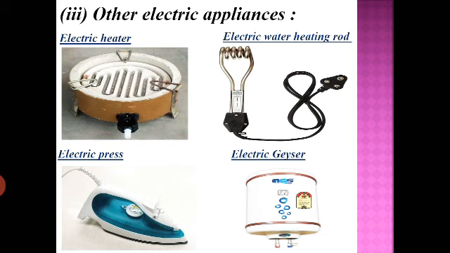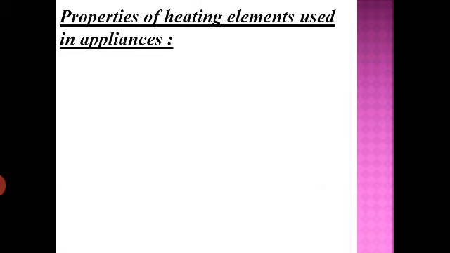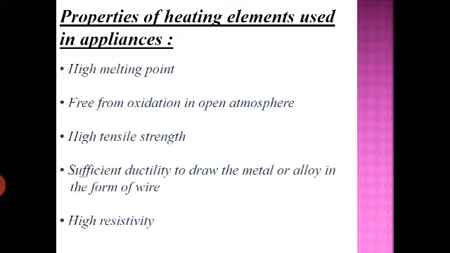So you can search out the heating element of each, like electric heater, the heating rod, means what are the elements and the properties. So in general, properties of heating elements used in appliances. When we are going to use any element in the appliances as a heating element, then what should be their properties? These are the main properties that should be there.